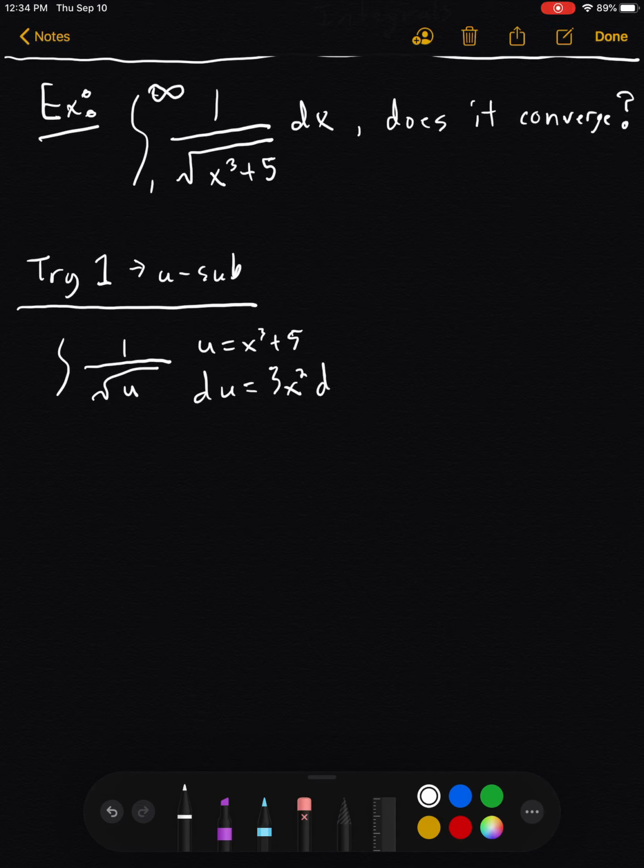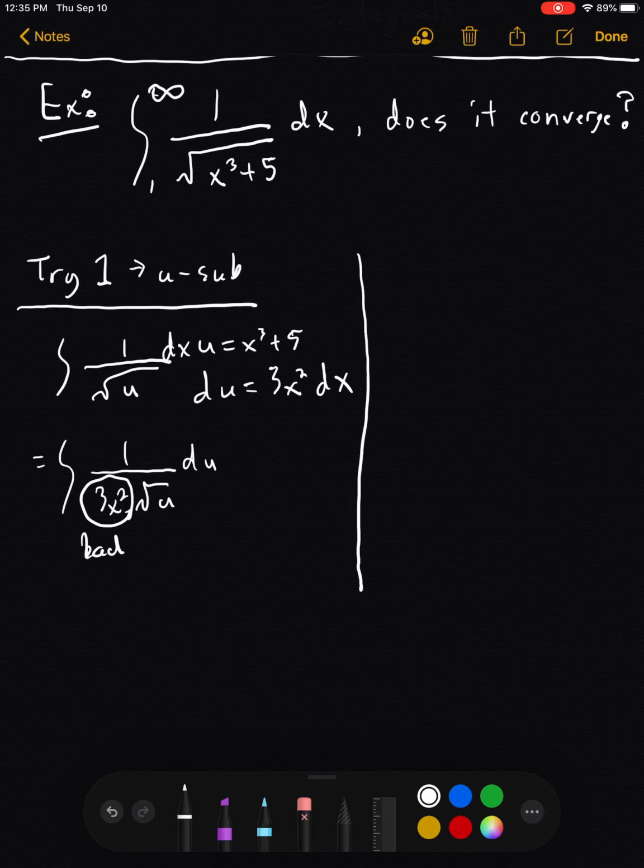And that is going to be a problem, because when I swap that dx out for du, I end up with the integral of 1 over 3x squared times the square root of u du. This right here is bad. So that's not going to work.